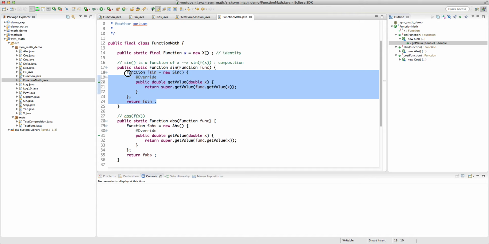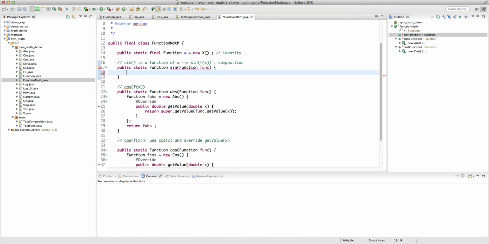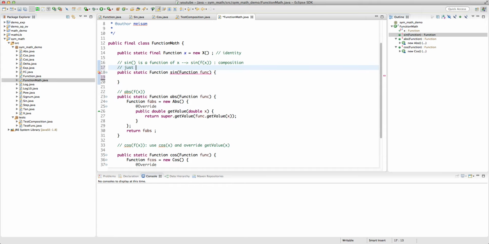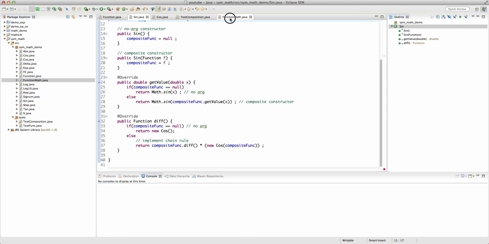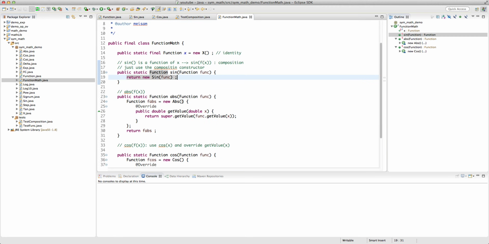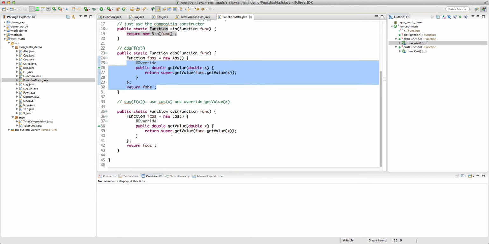Now, as you can see, now that we implemented the composition, we just use the composition constructor. Instead of doing all that anonymous class, we just write return new sine of func. It works. And because we already implemented the Deef, we don't need to do anything weird here.